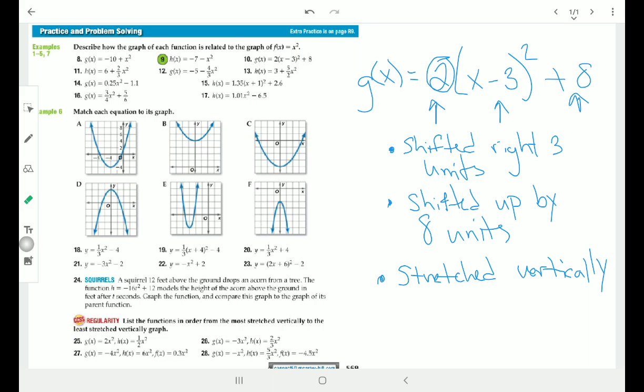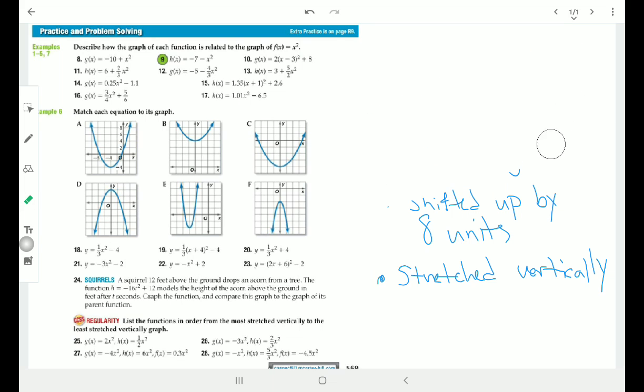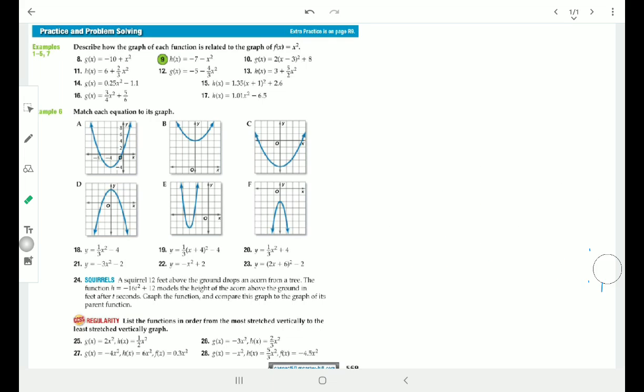Okay. With 19, 21, and 23, you are trying to match the equation with the graph. Okay, I recommend looking at the equation first to figure out what the graph is. For example, if I wanted to say 18, I know it's being shifted down 4 units, and I know that it's pointing up, and it's being compressed because of 1/3, right? And if I look, well, the only one that matches that is C, right?